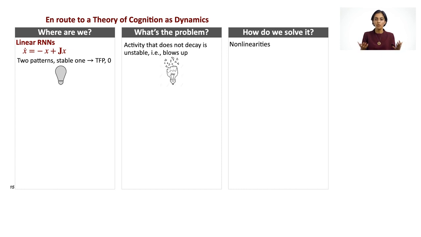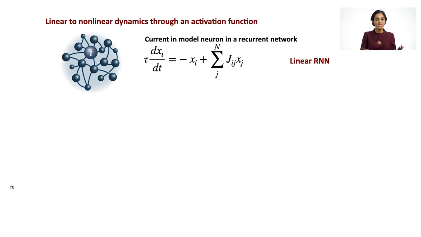So we want to go from linear to nonlinear dynamics, and I want to introduce the concept of an activation function. So we've seen this equation before, where the current in my model neuron is a function of the presynaptic current of everyone else, weighted by how strongly they're coupled to me. However, it stands to reason that my currents are really a function of the outputs or the firing rates produced by everyone that is connected to me in this recurrent neural network model.